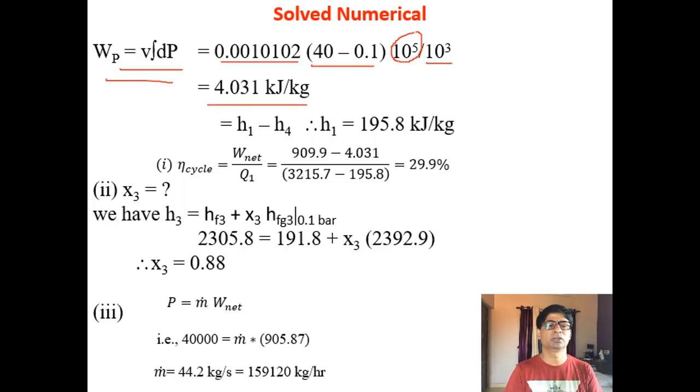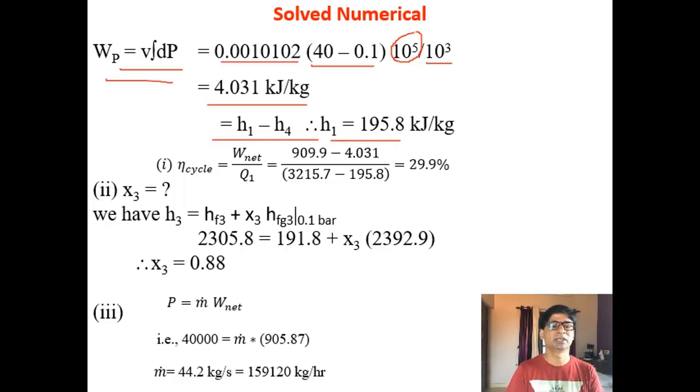So 4.031 kilojoules per kg, which is also equal to H1 minus H4. So pump work is nothing but V into PB minus PC is equal to H1 minus H4. So after substitution, H1 you will get as 195.8 kilojoules per kg.